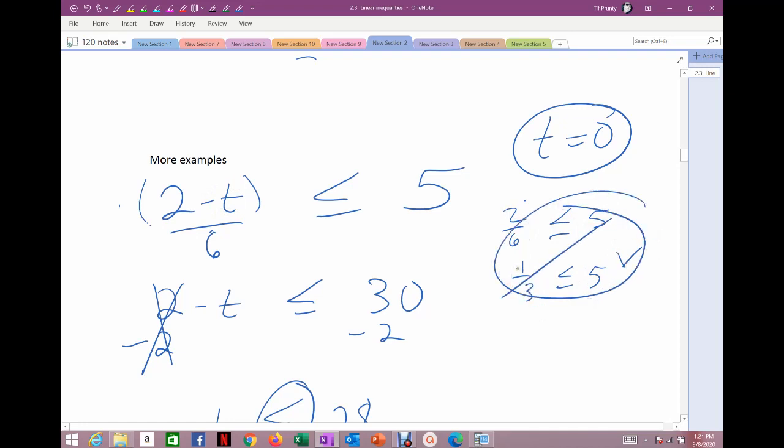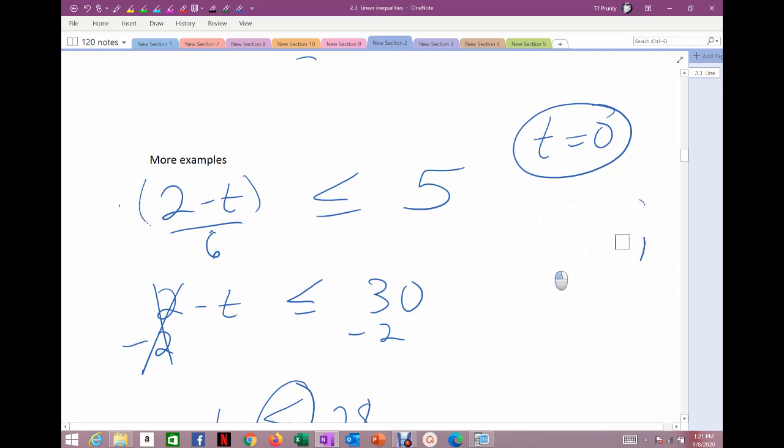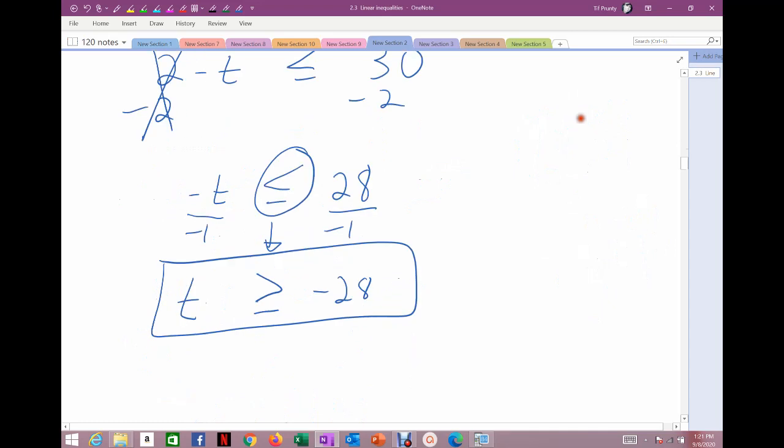Alright, so you can always check this. Alright, but it checks. And again, that's not the answer. The answer is written in set notation first. So set notation is I want every t such that t is bigger than or equal to negative 28.